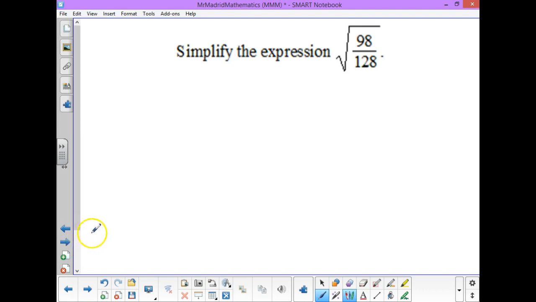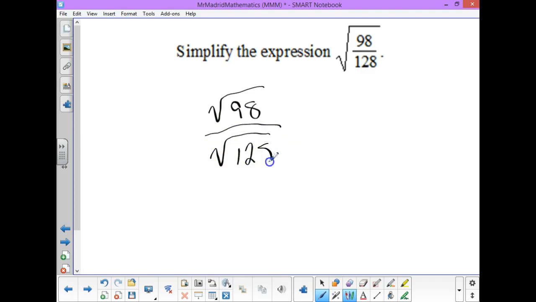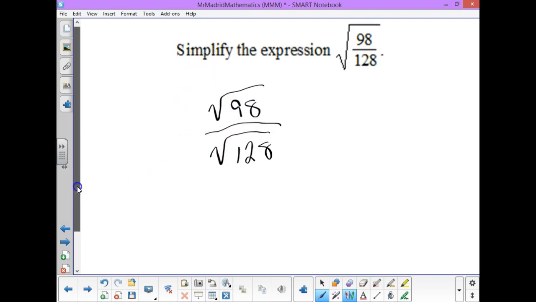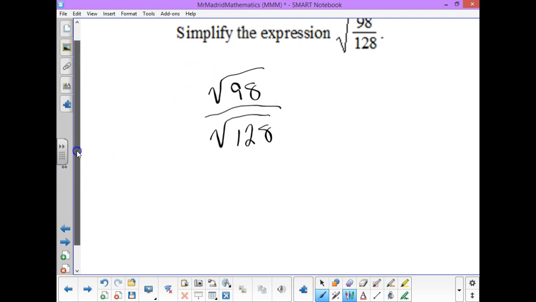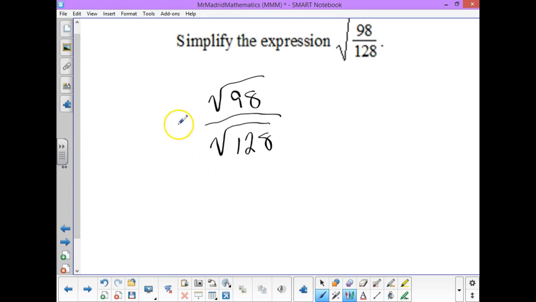Simplify the expression. Now, there's a couple of things that should be said here. The first one is that this radical sign, the square root sign, can distribute. So I'm going to distribute it here so that you can pick up on one of the properties. The fact that it's being applied to the whole fraction means you can distribute it to the numerator and denominator. Now, to simplify, that basically means you've got to clean it up as nice and neat as possible.